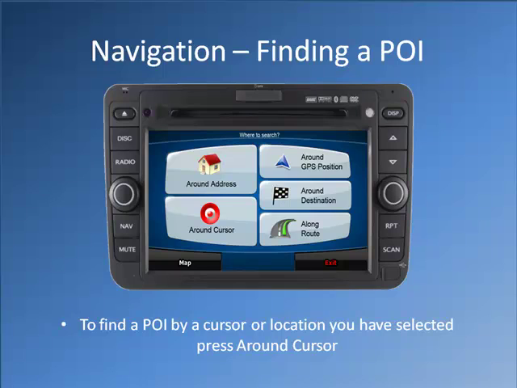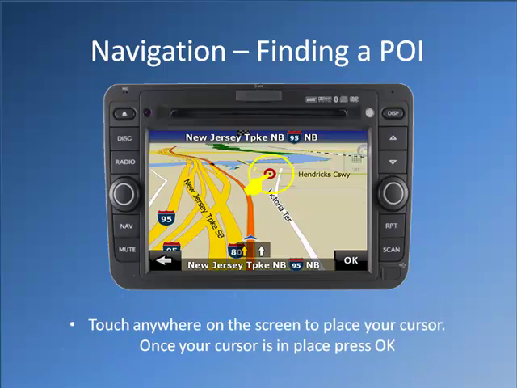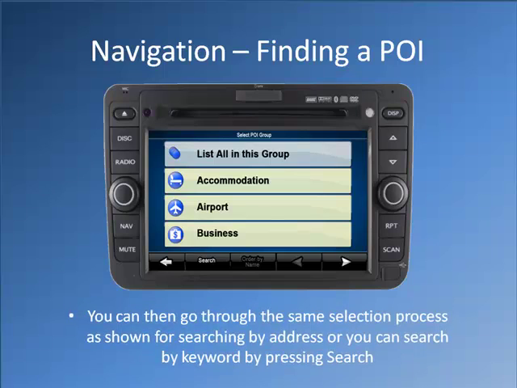To find a point of interest by a cursor or location you have selected, press Around Cursor. Touch anywhere on the screen to place your cursor. Once your cursor is in place, press OK. You can then go through the same selection process as shown for searching by address, or you can search by keyword by pressing Search.